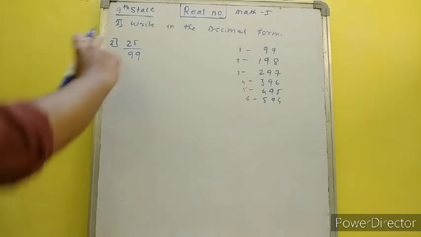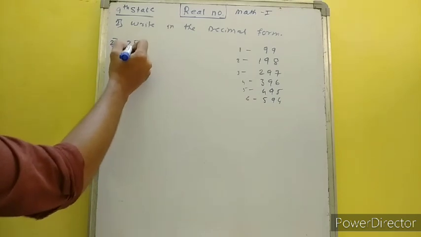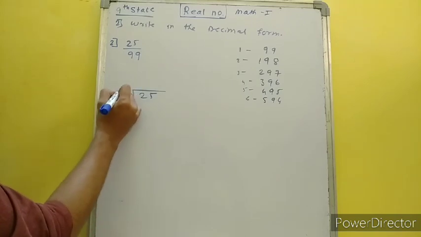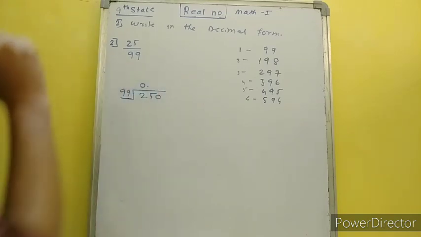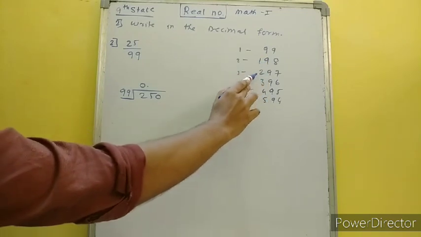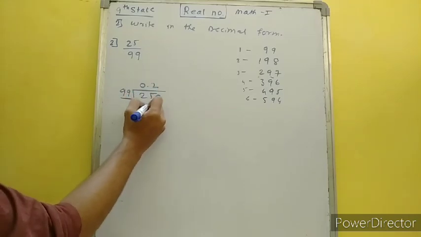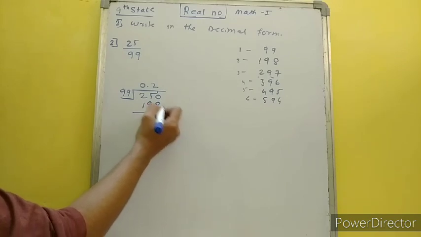Okay, now the second question is 25 upon 99. So I wrote the multiples of 99, or the table of 99, you can say till 6. If required I will extend it. For dividing 25 by 99, you know that this number is bigger, so it is not possible, so I will add 0 to it. Okay, so 99 3s are 297, so I will take 99 2s are 198. So I am having 10 to 4.